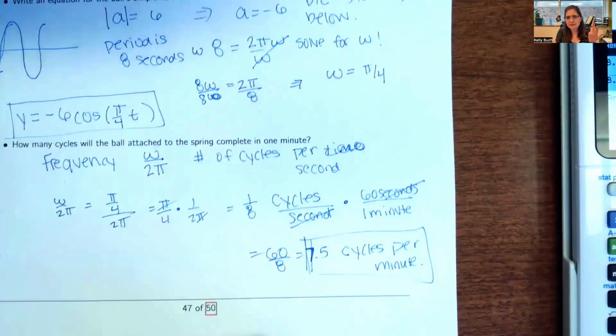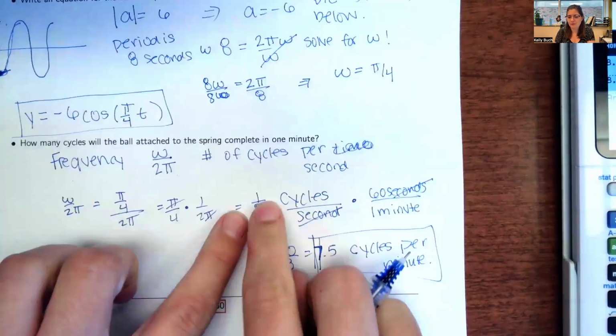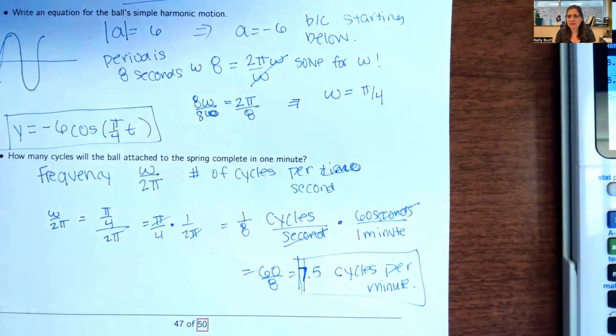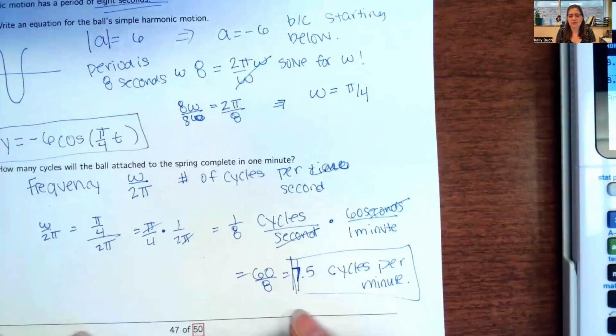So that's one thing that's actually really cool about knowing the period. If you just take the reciprocal of the period, 1 over 8 ends up being my frequency. So period was 8, frequency was 1 over 8. But then I did want to convert this into a different unit just to interpret it a little bit more.